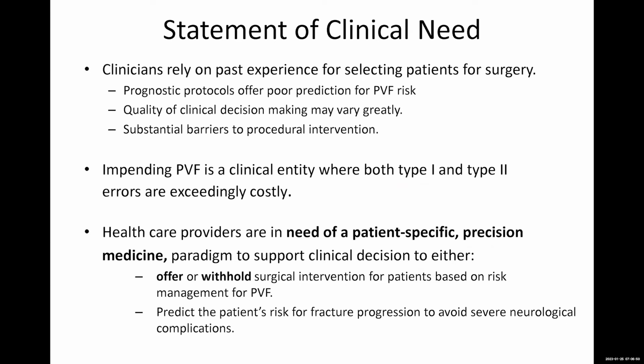So clinicians really rely on past experience in selecting patients for surgery. Prognostic protocols currently offer poor prediction, the quality of clinical decision varies greatly based on experience and center, and there are also substantial barriers to precision intervention. Ultimately, trying to figure out whether to select a patient for treatment really follows type 1, type 2 errors. Either you treat the patient when he did not need treatment, and you cause a lot of morbidity, or alternatively, you deny the patient treatment when he needed one, and also cause a lot of morbidity for the patient.